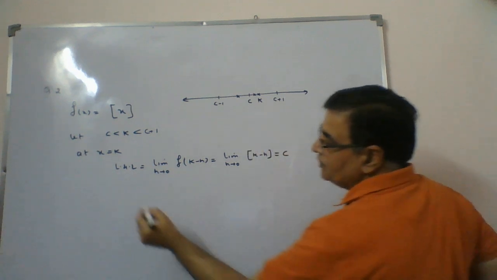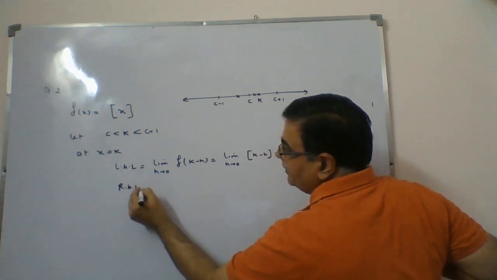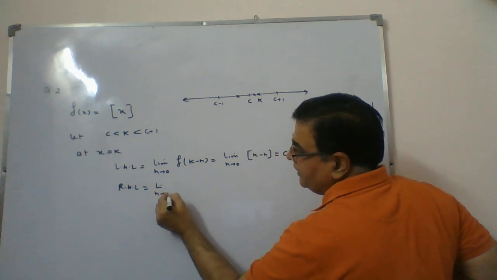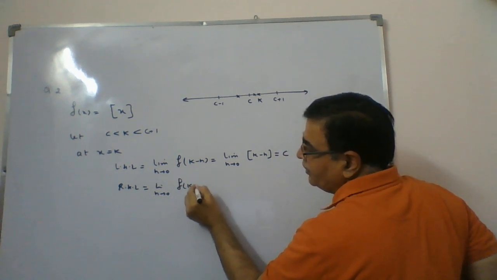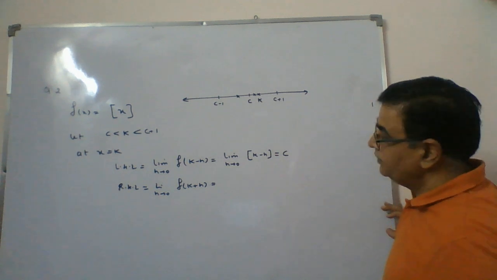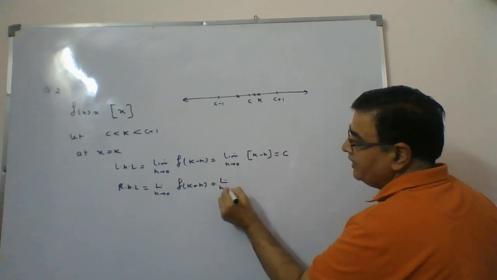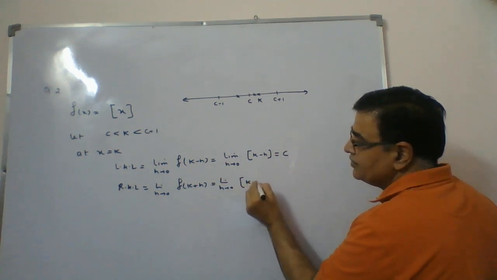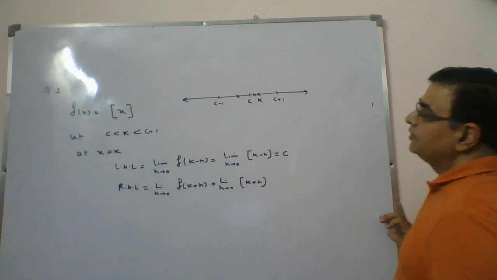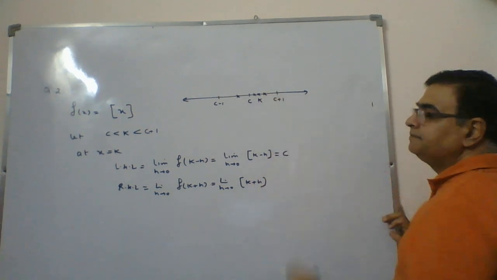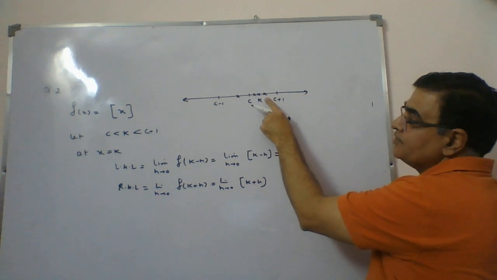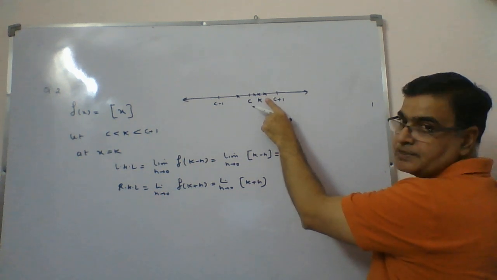c. Same way when we go for the right hand limit, we will write limit h approaches 0 of f(k plus h), which you write as limit h approaches 0 of the greatest integer of k plus h. k plus h will be somewhere here. k plus h is somewhere here. What will be the integer just below it?